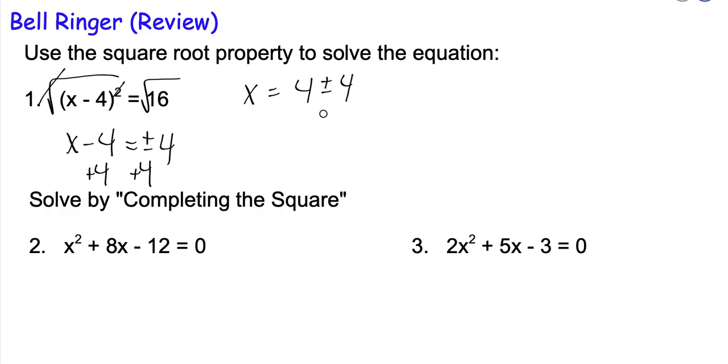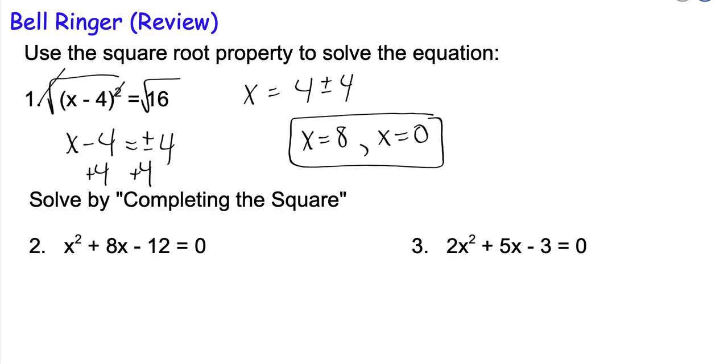And then I'm going to do this in my head here. I'll add 4 to get one answer, subtract 4 to get the other answer. So when I add 4, I get x equals 8. And when I subtract 4, I get x equals 0. So those are your two answers, and you can check these two answers to make sure that they work.